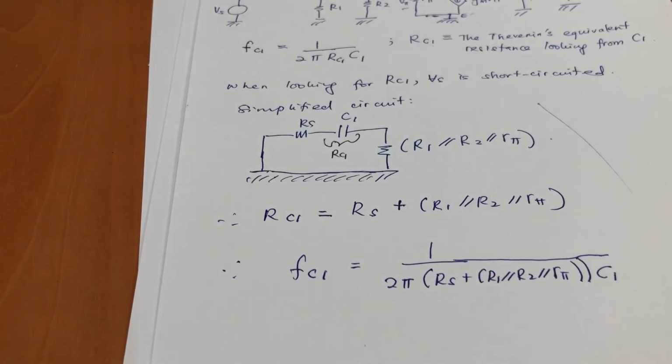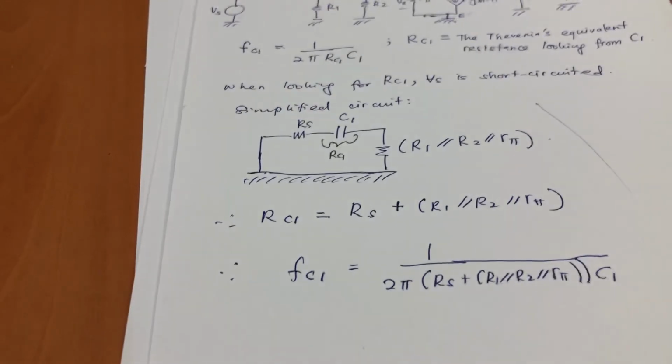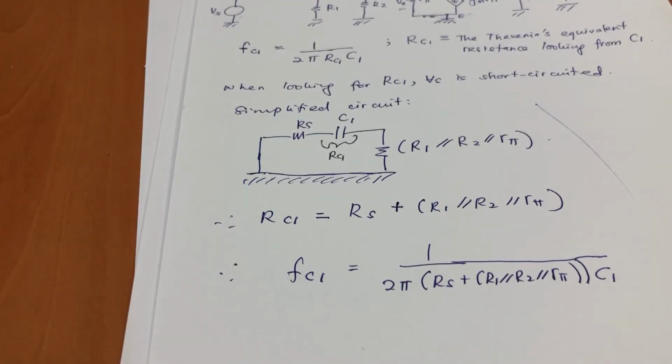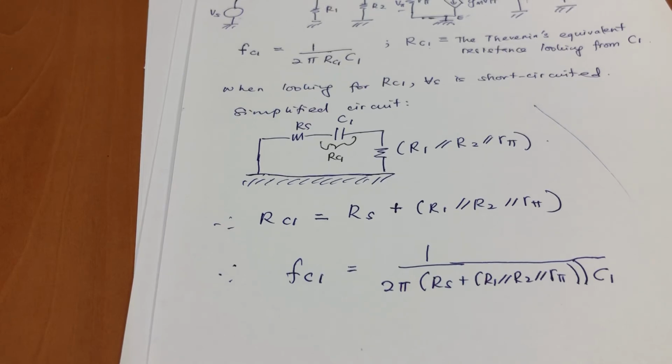Alright, I think I have to pause now. It's 40 minutes. If I do both, it will be longer. Let's stop here. We will continue later to find the low cutoff frequency due to C2 and CE.